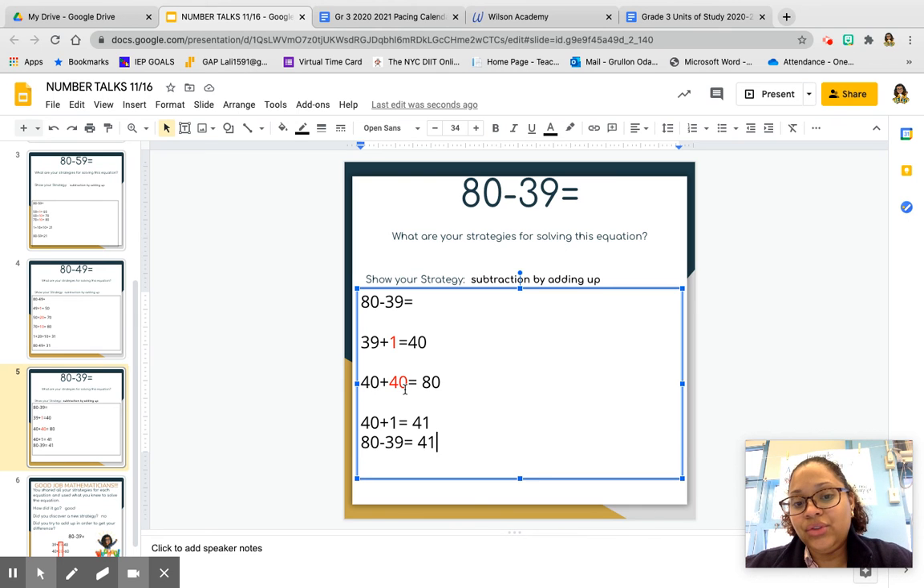And there are many different combinations that you can use to get your difference by adding up. You don't have to start at 40. You can add up 5 at a time, 10 at a time. So it depends what's easiest for you.